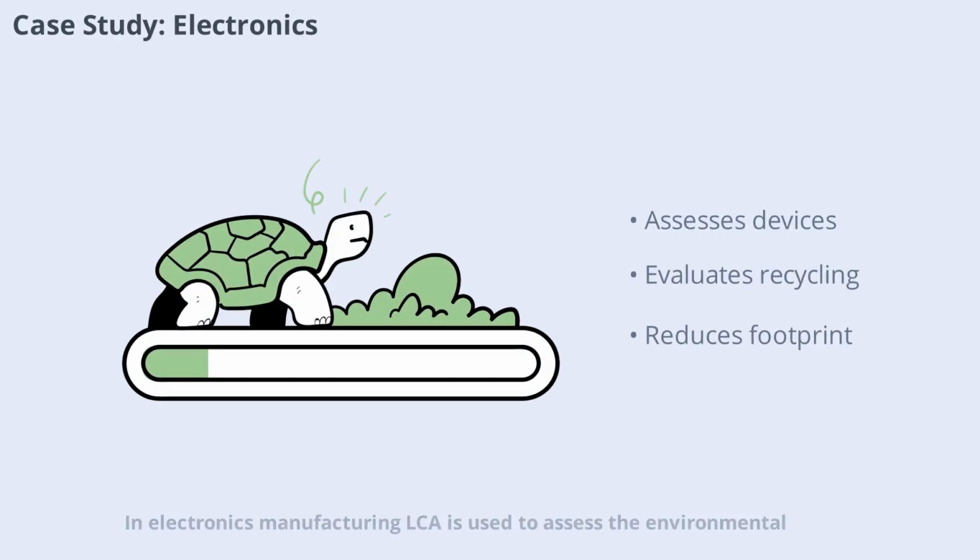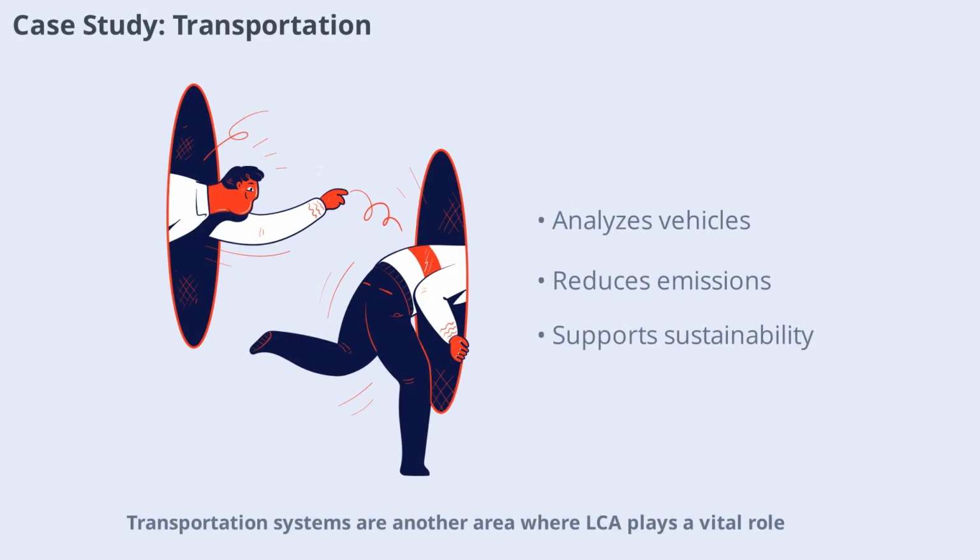In electronics manufacturing, LCA is used to assess the environmental impact of devices from production to disposal. Engineers evaluate energy consumption, hazardous materials, and recycling options. This helps companies design products that are more energy efficient, use safer materials, and are easier to recycle, reducing their overall environmental footprint. Transportation systems are another area where LCA plays a vital role.